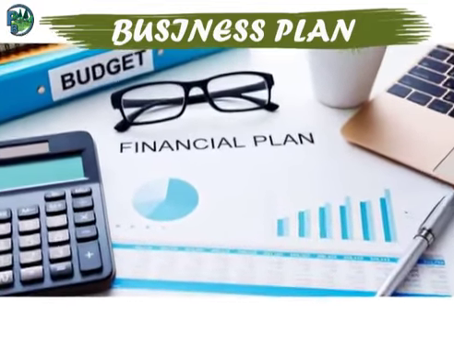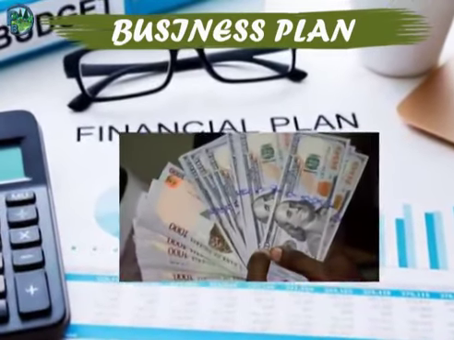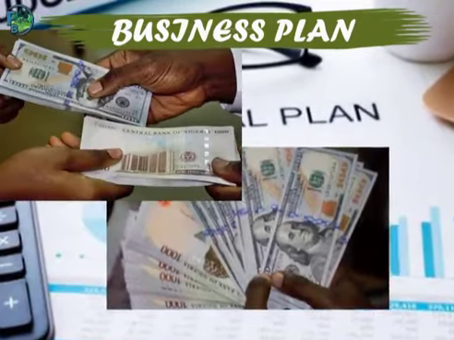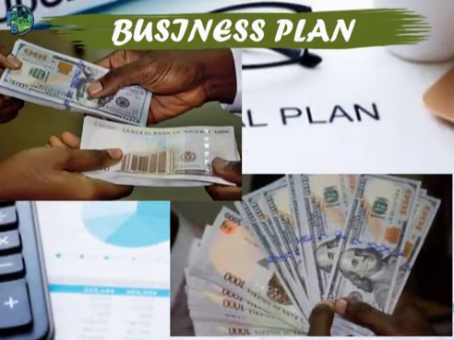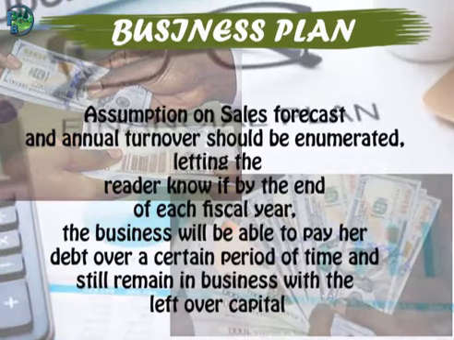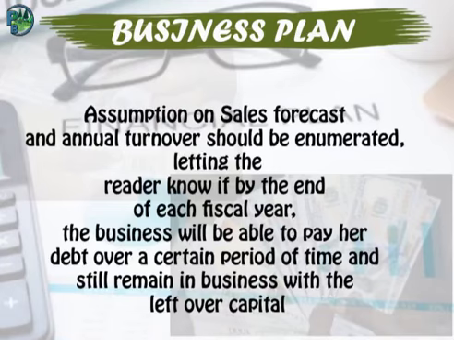Financial analysis. The sources of your income for the business should be made known at this junction. How much you intend to get from your investors or the financial institution you are writing to. Assumptions on sales, forecasts, and annual turnovers should be enumerated here, letting the reader know if by the end of each fiscal year the business will be able to pay her debt over a certain period of time and still remain in business with the leftover capital.